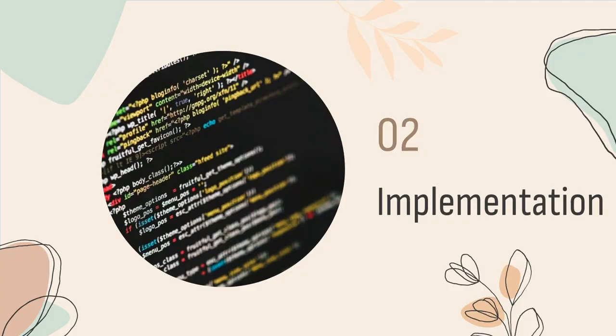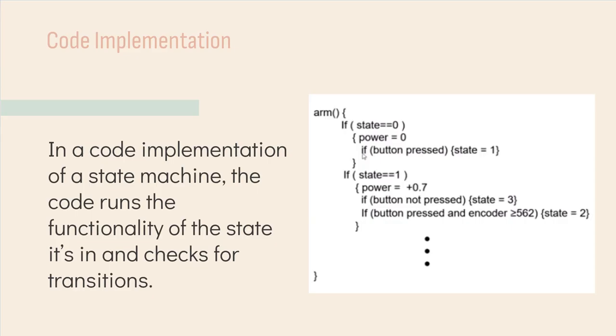Second, let's talk about the implementation of state machines. This is pseudocode for a robot's arm. As you can see, it uses a state variable to organize the code and account for any possibilities of user input, like if they press or unpress a button that controls this arm.